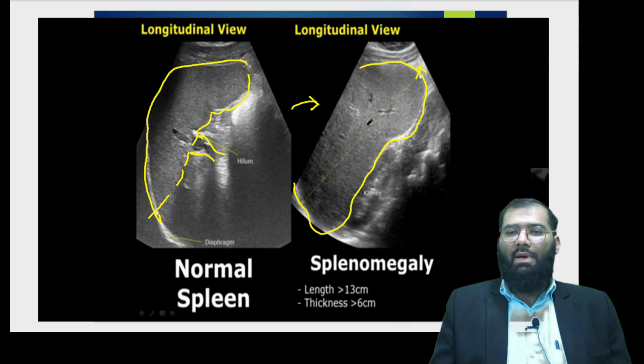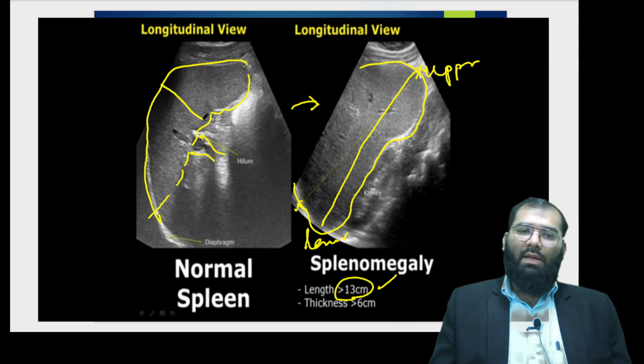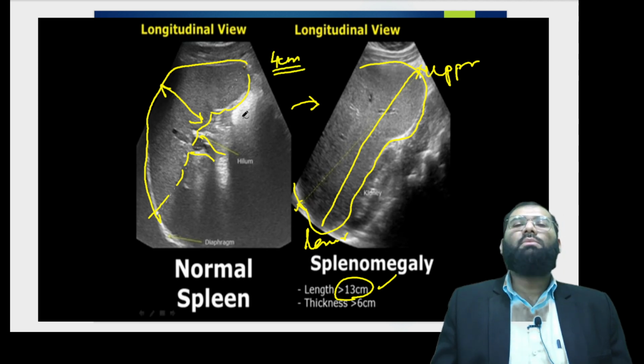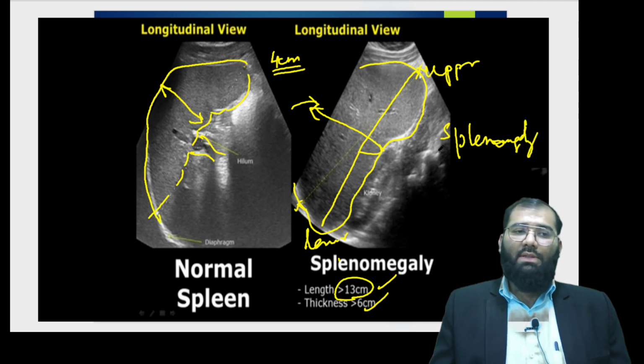You are able to see that we have measured from upper pole to the lower pole. This is the upper pole of the spleen and this is the lower pole, and if you measure from upper pole to lower pole you get a measurement of more than 13 centimeters. That means this is enlarged. Moreover, you also take the thickness of the spleen. The thickness cutoff is 4 centimeters in adults. If it is more than 4 centimeters thick, like in this case, where on measurement it was more than 6 centimeters, that means this is a thick spleen and this is a case of splenomegaly. So this is how you diagnose splenomegaly.